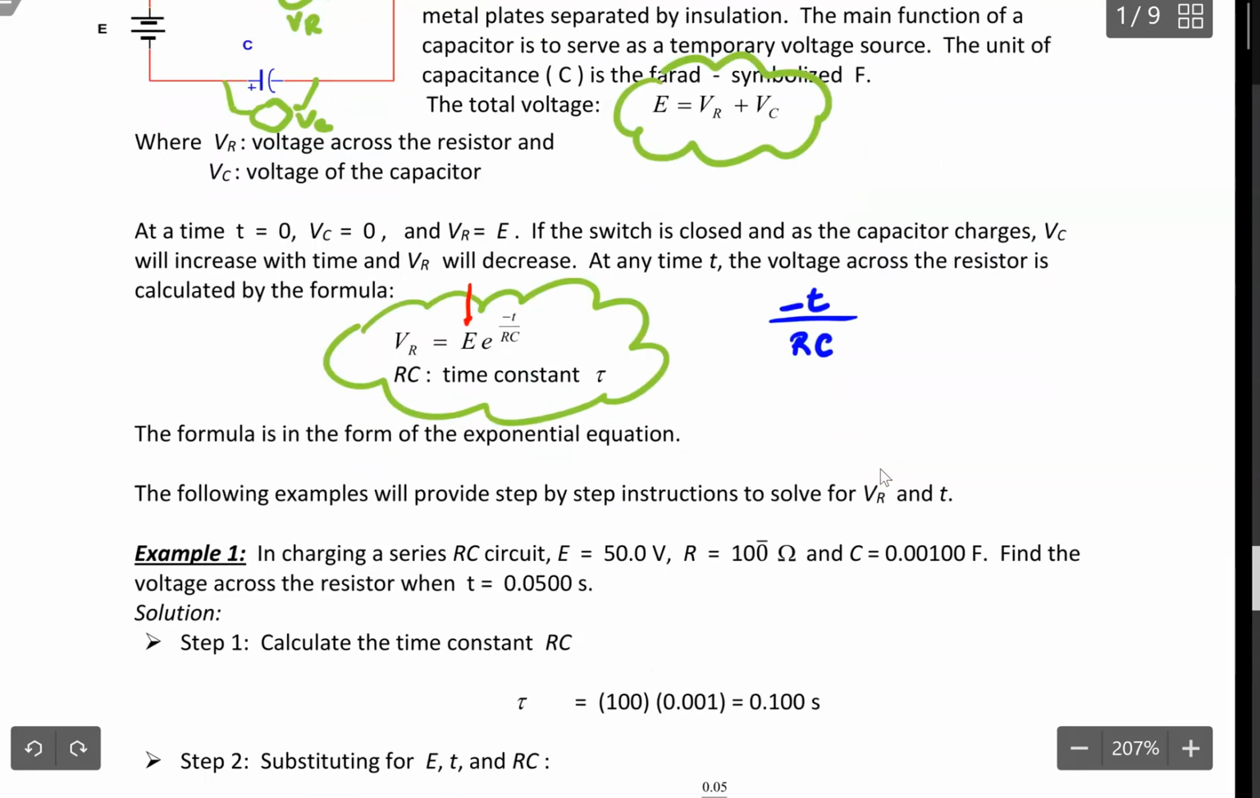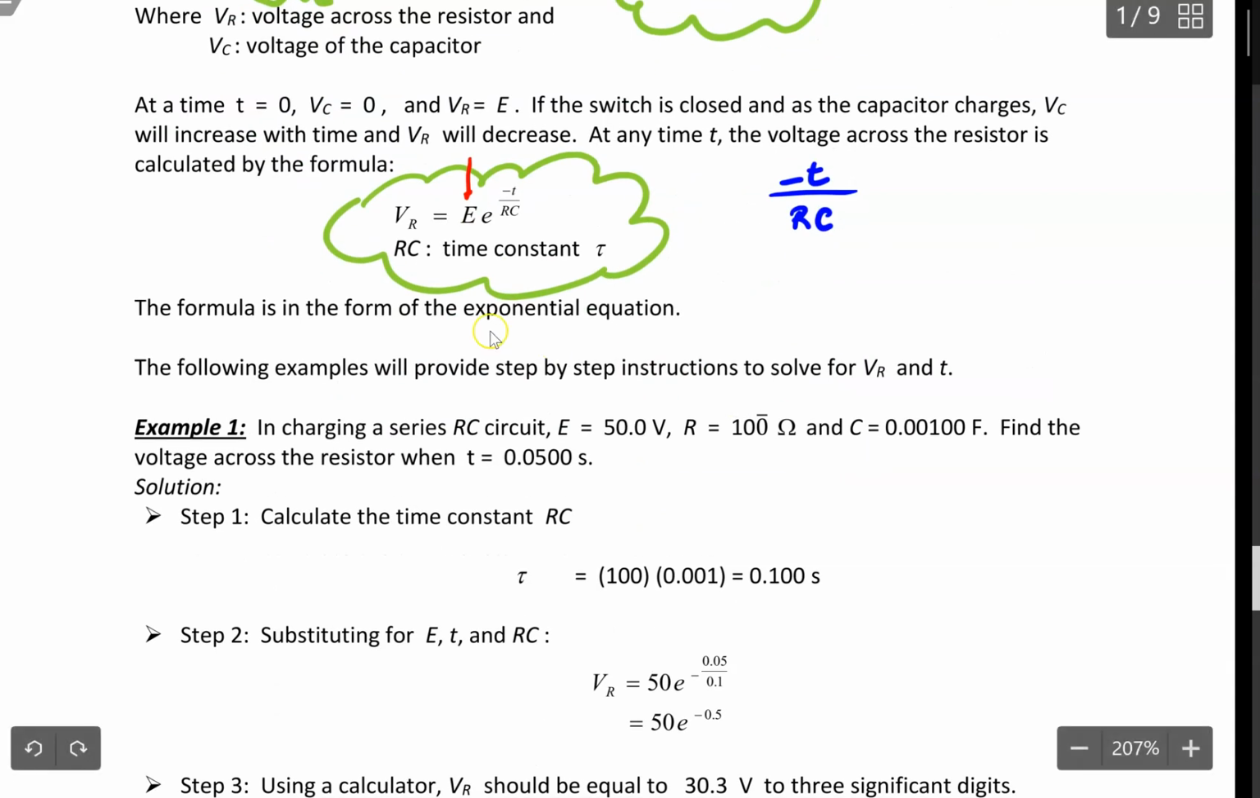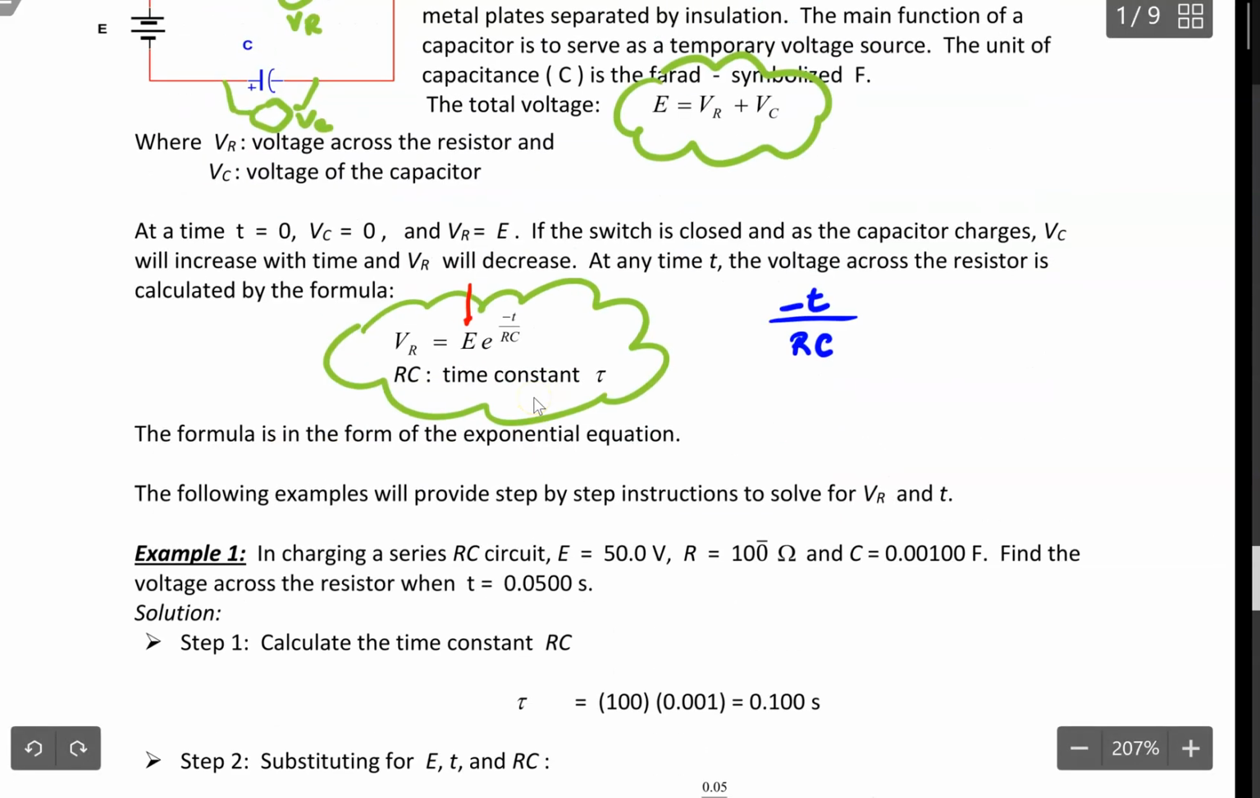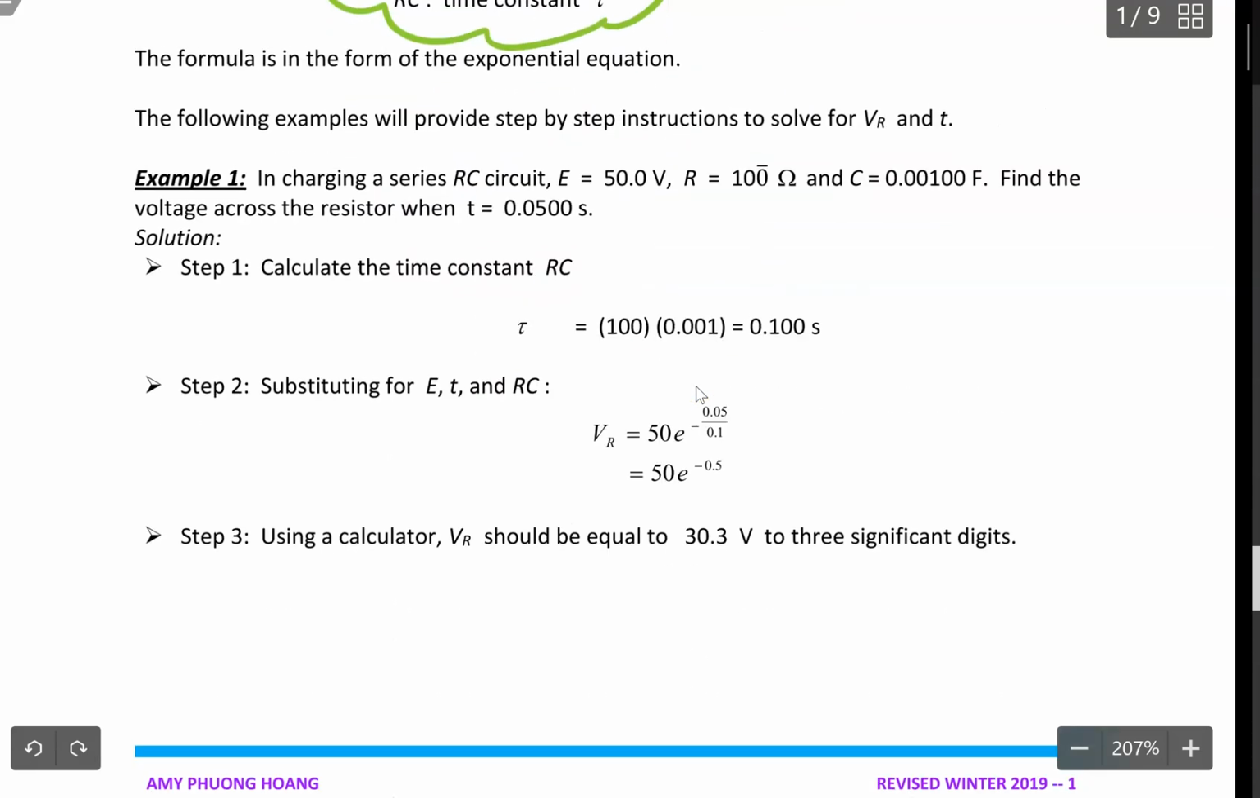Therefore, in many of the processes of calculating certain components, or calculating VR, which is the voltage across the resistor, or calculating the time, I always recommend that everyone find the time constant first, which is the denominator of this exponent right here. Okay, so let's work with an example.